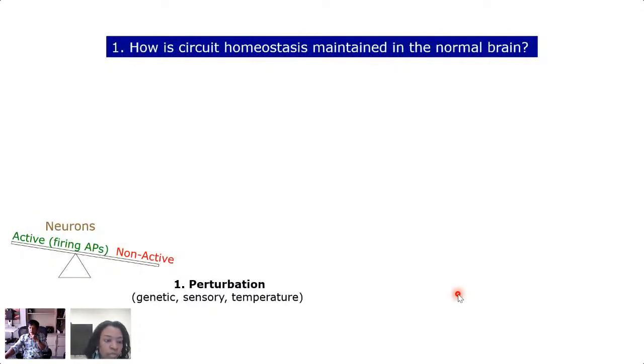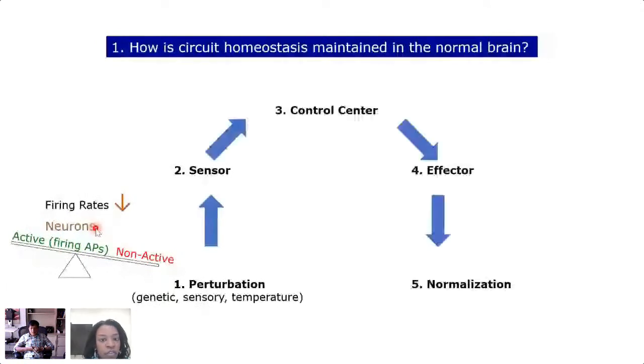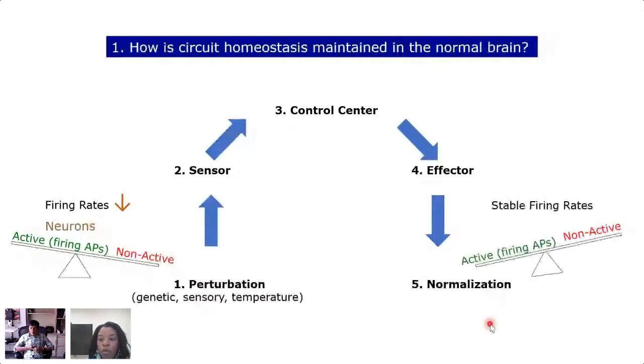So mechanistically, what is homeostasis? One can imagine that in a network, you have a balance between active neurons that are firing action potentials and non-active neurons. And there is some genetic or sensory or temperature perturbation that disrupts this balance, such that the proportion of non-active neurons becomes enriched and firing rates in the network decrease. But neural networks are built to do something, so that's not a state that is allowed. That reduction in firing rate is detected by perhaps a sensor, which sends information to the control center effector. The net result of this is a normalization step, where the balance has been restored and stable firing rates established.